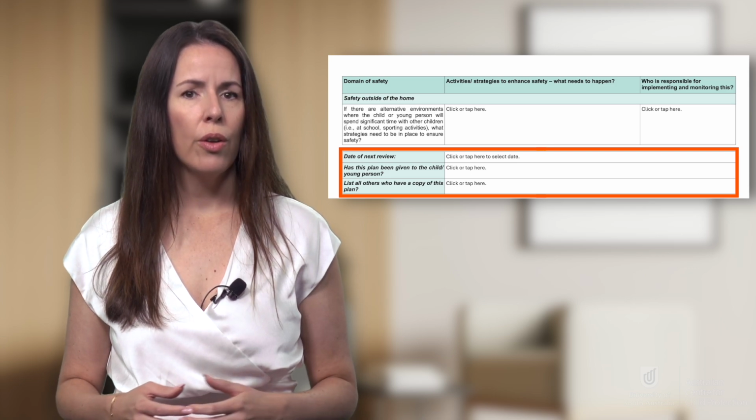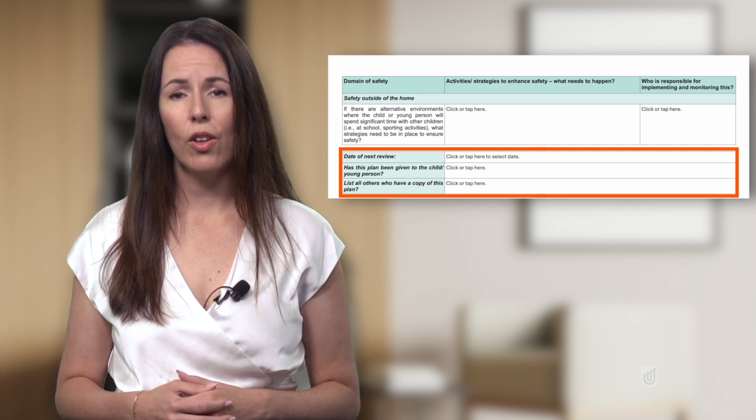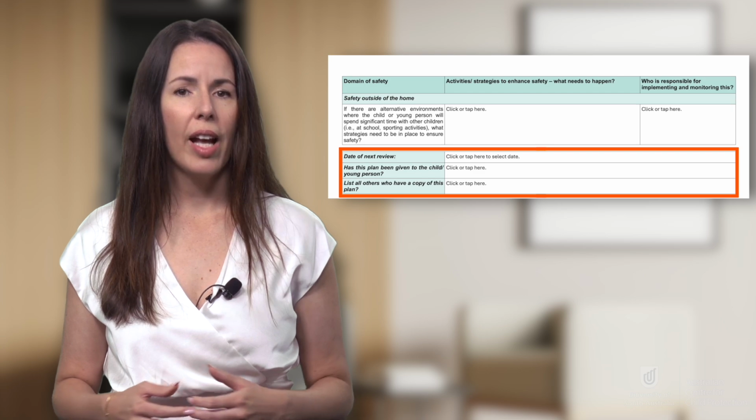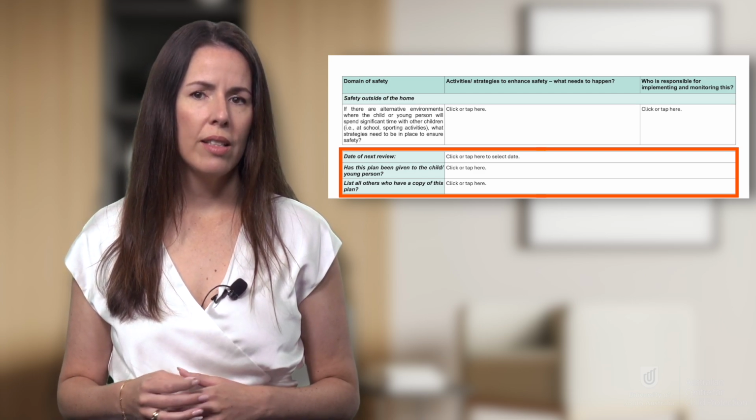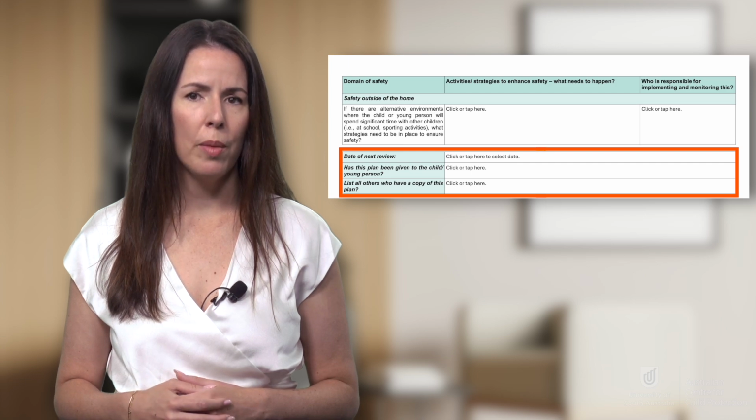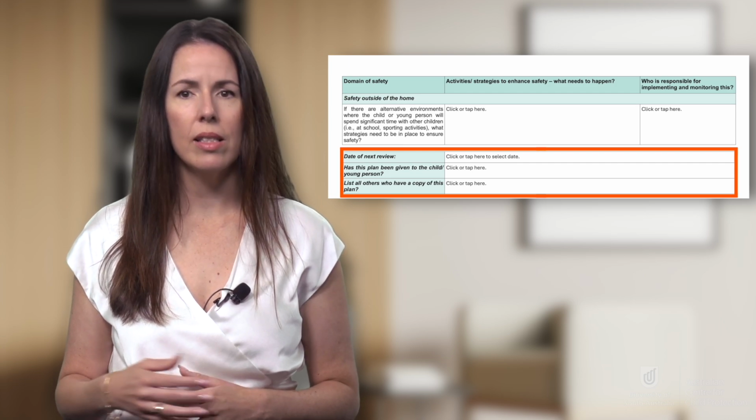You'll also need to note whether the child or young person has been given a copy of the plan or if it has been discussed with them. Including the child in these discussions empowers them and helps them understand the steps being taken to keep them safe. There are a range of versions of a safety plan that you can do together with a child or young person. They can pick the style themselves or they can create their own.